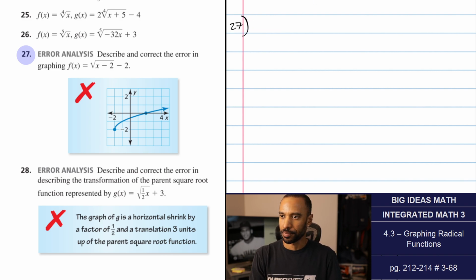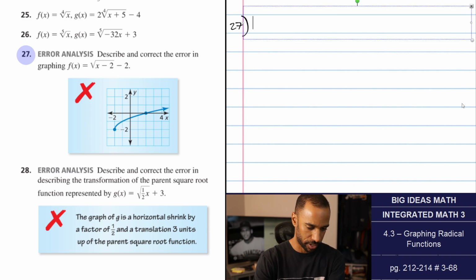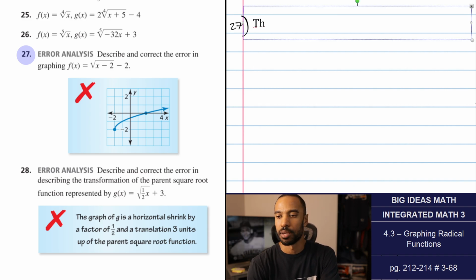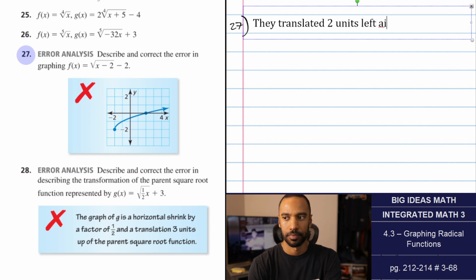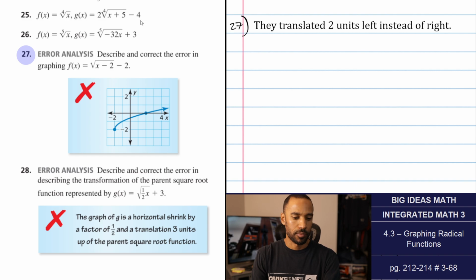It's not like transformations are new to us, right? It's just a different kind of function we're doing it for. But the HK stuff is still the same. They translated 2 units left instead of right. Now, is the rest of the graph correct? It is. I'll show you that. Their translation down is correct as well, right? So let me copy and paste this graph.